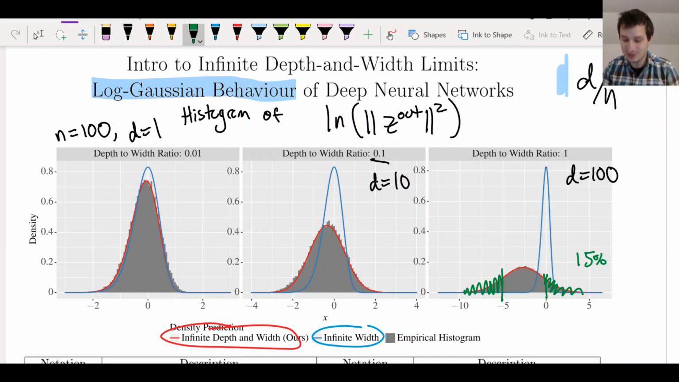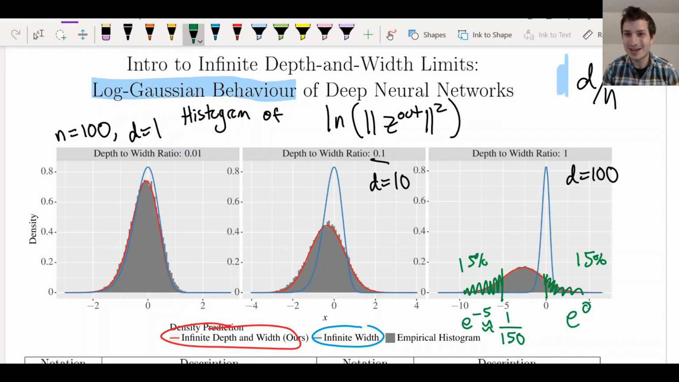And if it's bigger than 0, that's like e to the 0. Okay, that's like 1. We can deal with that. But being less than -5, that's like e to the -5. And that's approximately 1 over 150. So what this means is that for these very deep networks, 15% of the time, they output numbers that are 150 times bigger than the other 15% of the time. So you can see that there's a huge amount of variation.